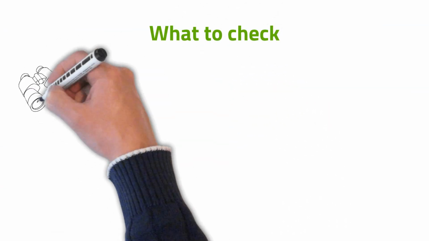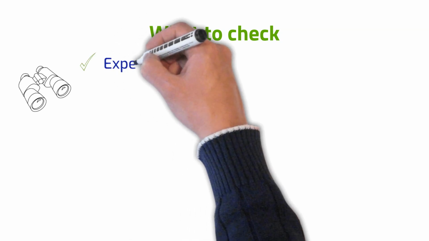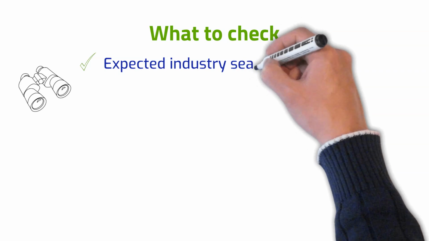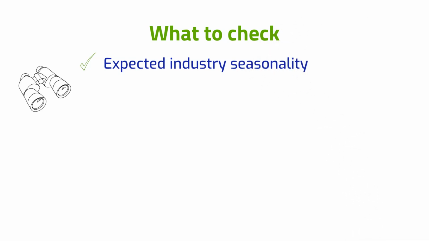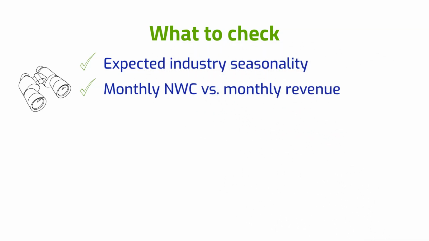So, this is an example how seasonality works when looking at our Apple business and how to make sense out of it. First, look at the expected industry seasonality. When do sales normally happen? How are they distributed during the year? Second, compare development in net working capital to the development in revenue. Does it follow the same pattern?